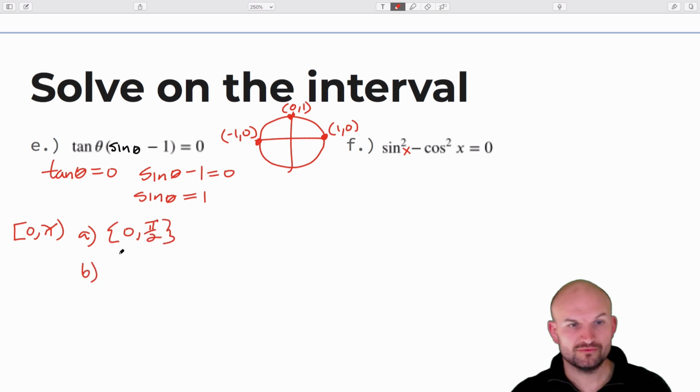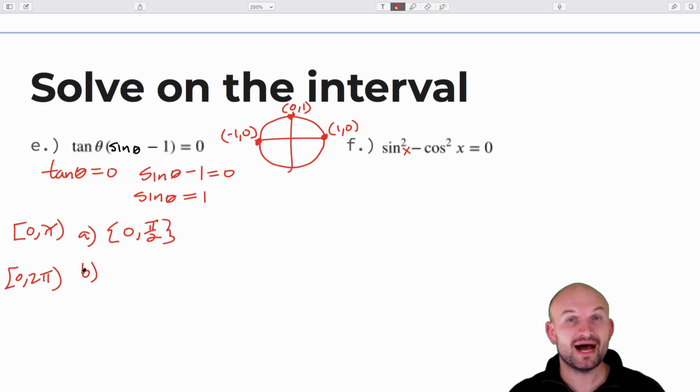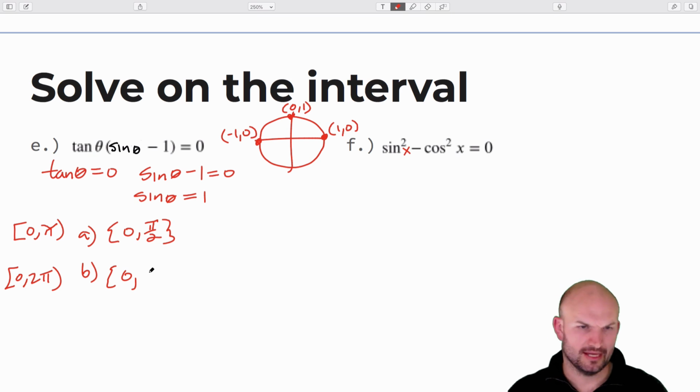On the next equation, we're trying to find everything from 0 to 2 pi. So again, that's going to be 0 to 2 pi. But again, 2 pi is not included. So we have 0, pi halves, pi. We don't have 3 pi halves because that'd be -1. And then we have 2 pi. Well, 2 pi is not included, so we can only include here 0, pi halves, and pi.